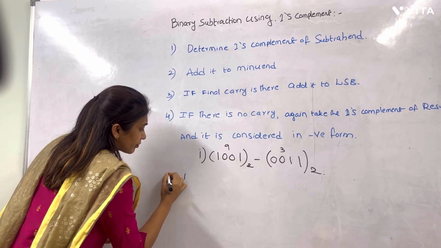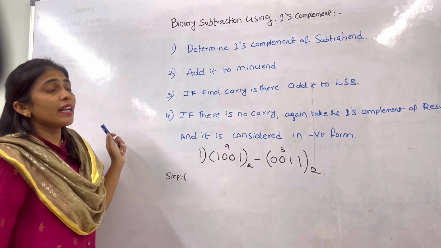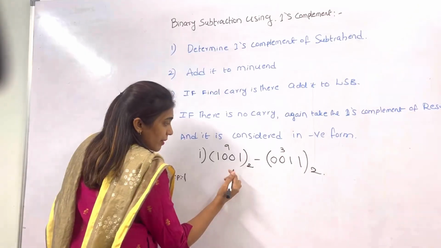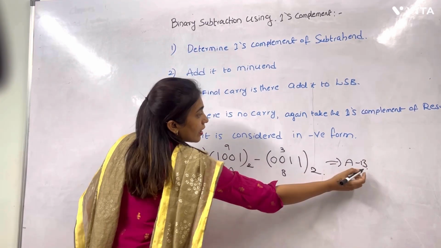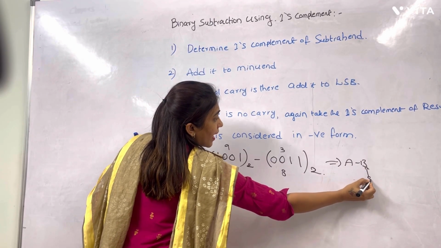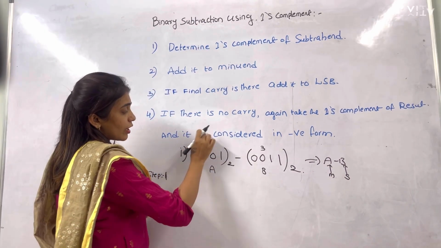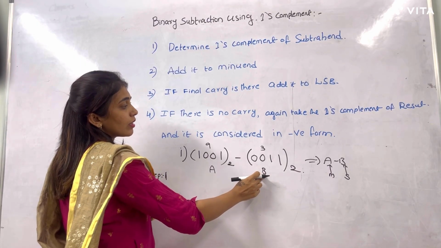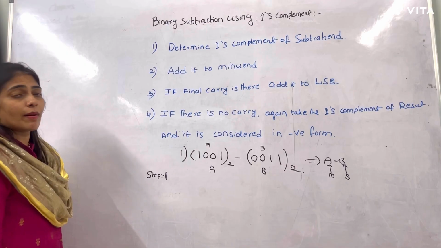Step 1: determine one's complement of the subtrahend. Let these be A and B, so this is in the form A minus B. Here B is called the subtrahend and A is called the minuend. The first binary number is called the minuend and the second binary number is called the subtrahend. So here determine one's complement of the subtrahend.